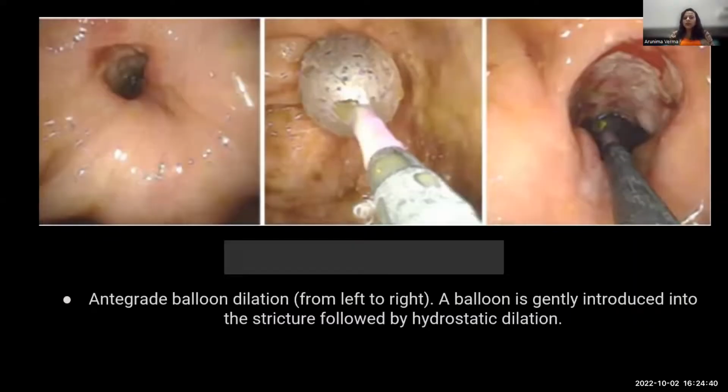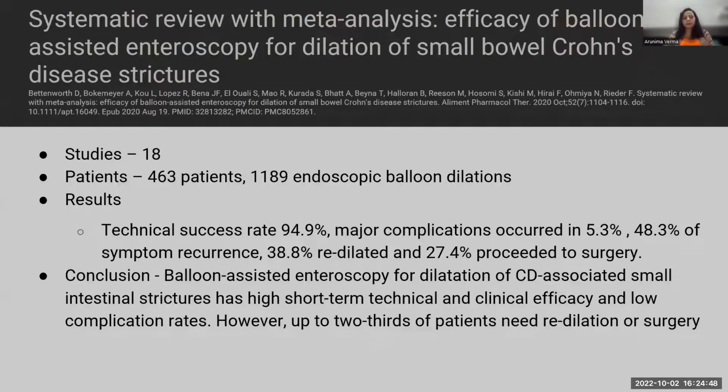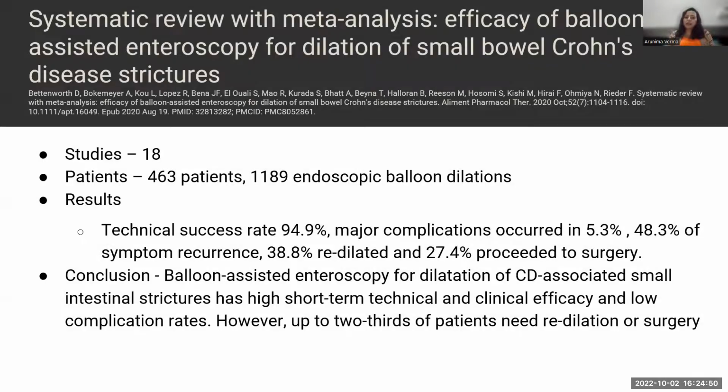This is a picture showing the antegrade balloon dilatation from left to right. You can see the stricture, the balloon being introduced, and the post-dilatation picture after a hydrostatic dilatation. There was a meta-analysis done to show what the advantage would be. 18 studies were included with 463 patients who had undergone 1,189 endoscopic balloon dilatations, and it showed a technical success rate of 94.9%, major complications in 5.3%.